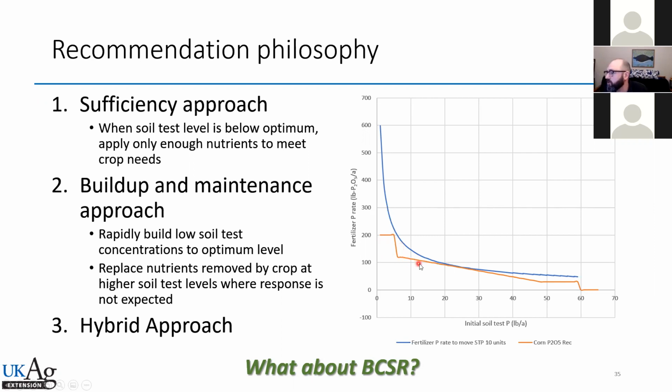And then we get closer to our known sufficiency as we come down here in this mid-range, and then we cut down to 0. So those are our corn recommendations on that slide, just for reference.